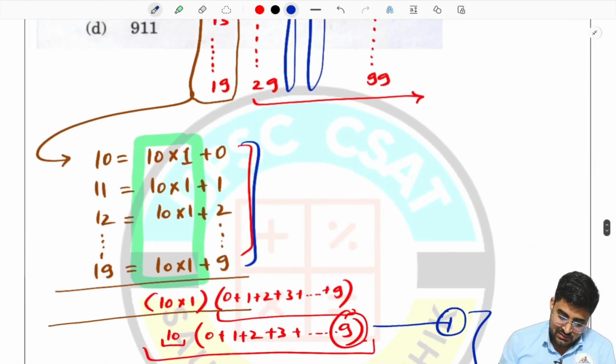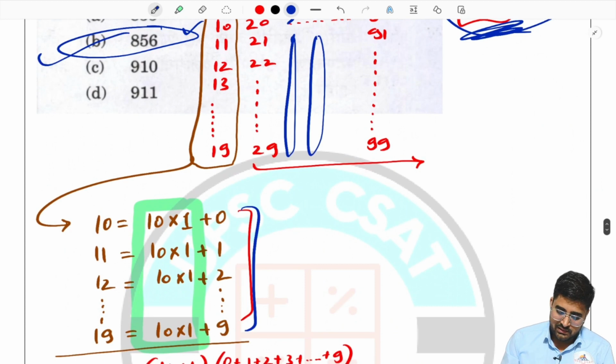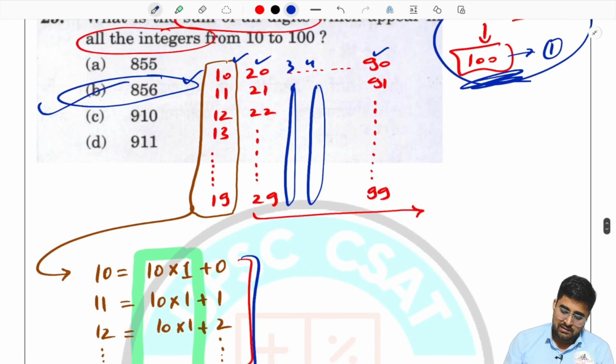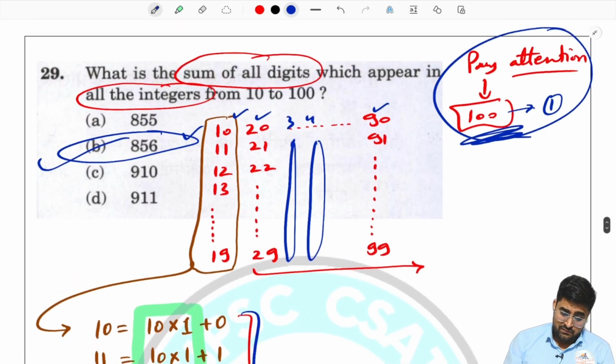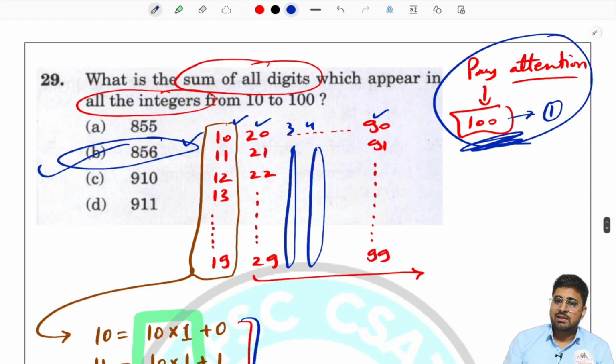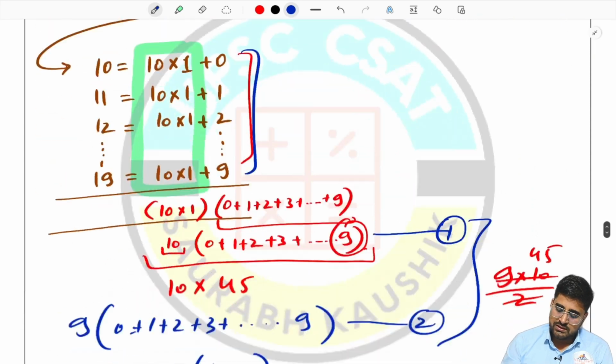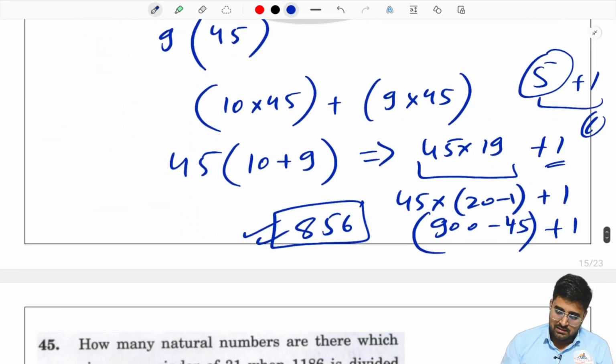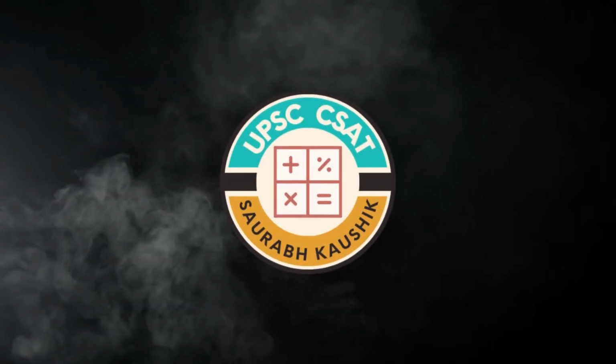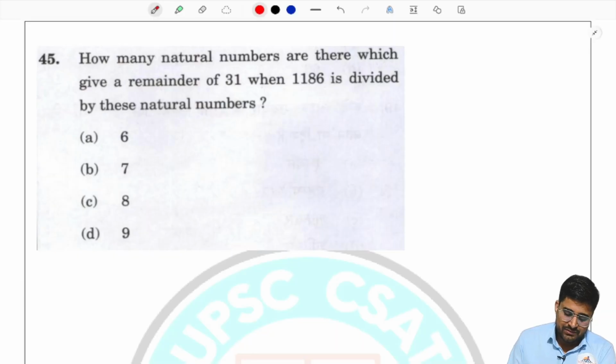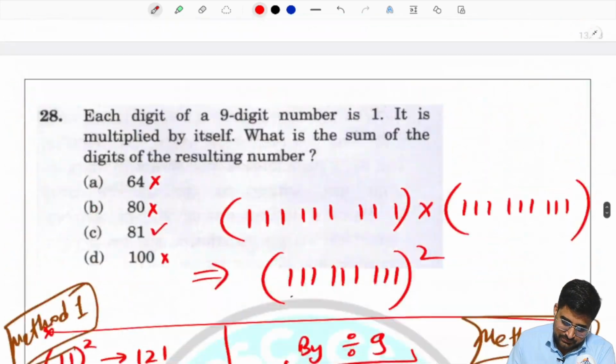This is the answer. I hope you understand the question properly. If there is any kind of difficulty, please watch this explanation again. Let's move to the next question. A similar question we have attempted earlier also. Let me show you.